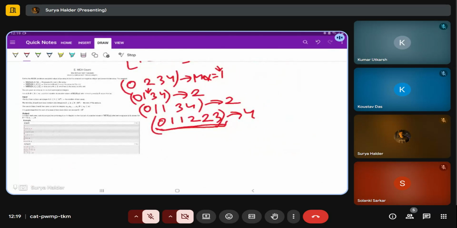So, did you understand what mex is? Yes, Bhaiya, got it. Yes.